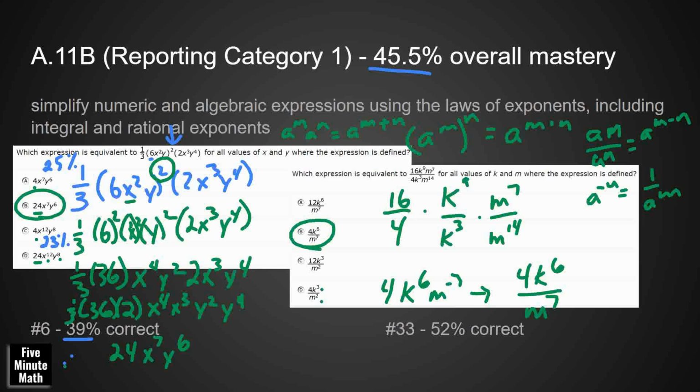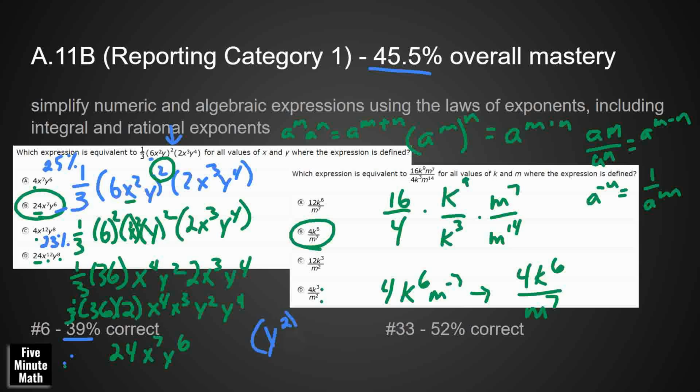I mean, 25%, 23%, 39%. There's probably a good chunk of students in that B that guessed it. And so that's definitely one that we need to work on with our students. And honestly, it's when you multiply not just the power of a power. I think kids can figure this out.